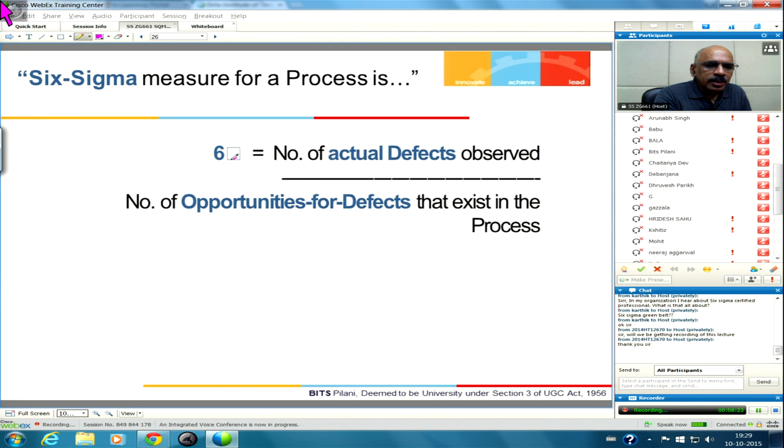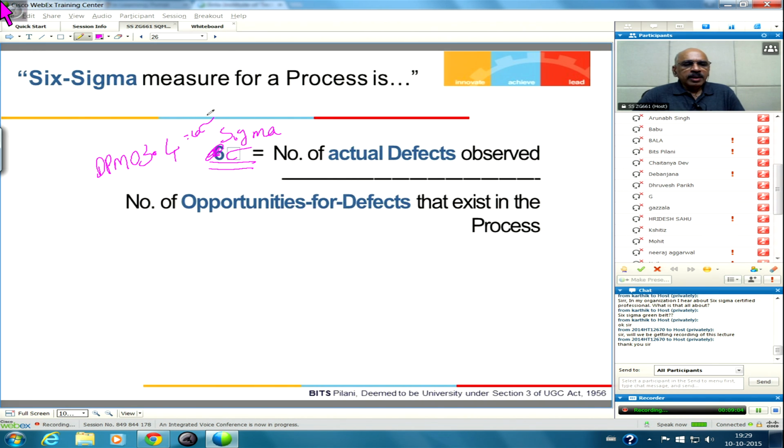Sorry, this is not appearing. So the simple measure is, you want to compute your sigma level. If this is 3.4 defects per million opportunities, then you can say this is equivalent to Six Sigma.